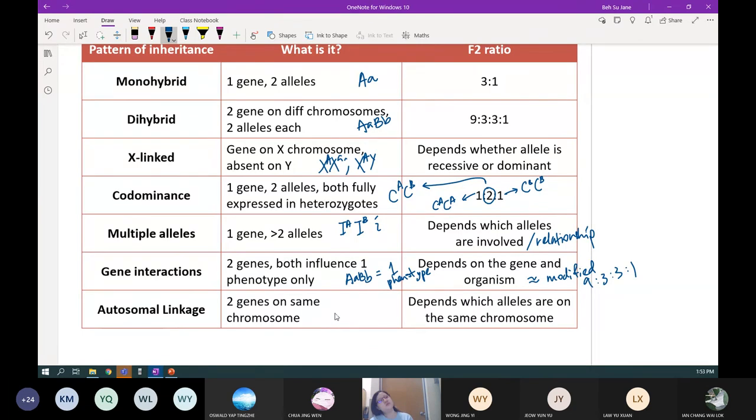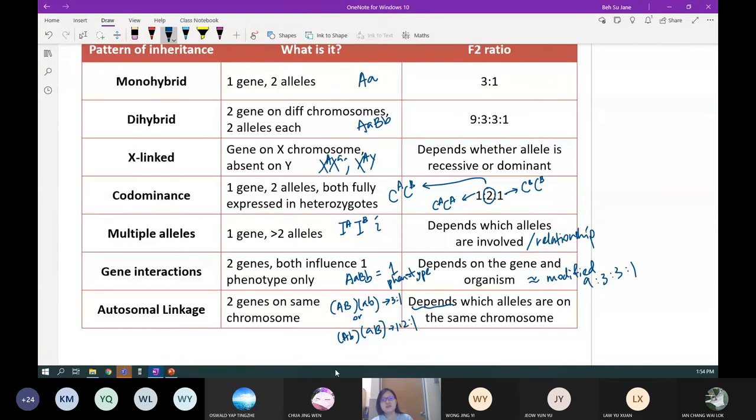Last but not least, two genes on the same chromosome, so it will look like this, more like this, in brackets. This depends on which alleles are on the same chromosome. So you're going to read the question carefully, whether it's like this or like this. This one would give a 3-to-1 ratio, this one would give a 1-to-2-to-1 ratio, depending on the chromosome. It also depends on the question if they want to change this up to make it codominant and autosomal linkage, then you've got to figure things out. So this one depends on the question. So yeah, that's pretty much what we have learned so far.